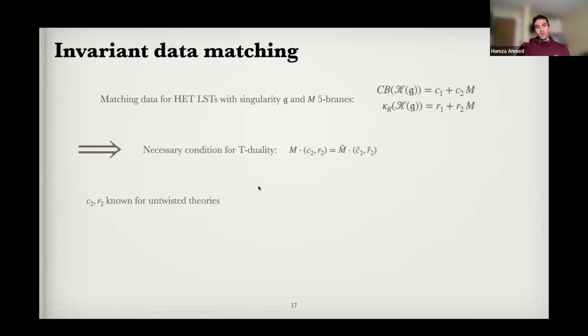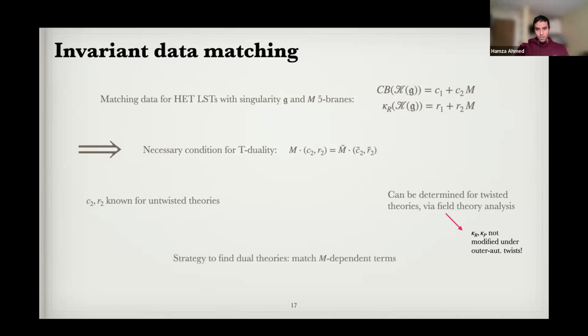C2 and R2 are known for untwisted theories. And we can actually determine these very easily for twisted theories via some field theory analysis, which is what we did in the paper, taking into account the massive spectrum and so on. One thing which we find, which is interesting, is that kappa R and kappa P, so the 2-group structure constants, are not modified under outer-automorphism twists. So really what we need to care about is the Coulomb branch coefficient that changes under twisting. So indeed, this is a strategy we use.